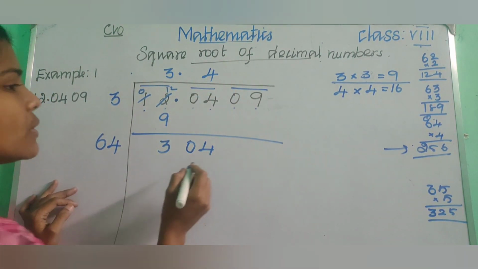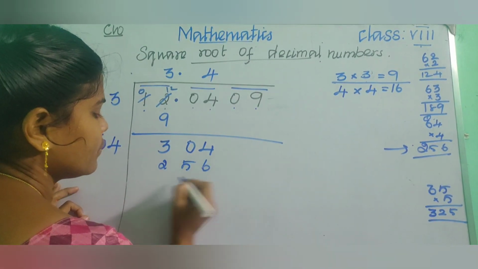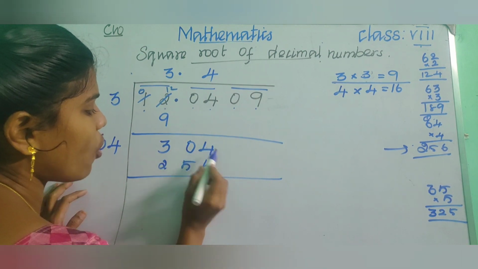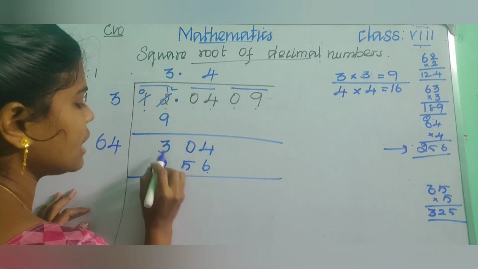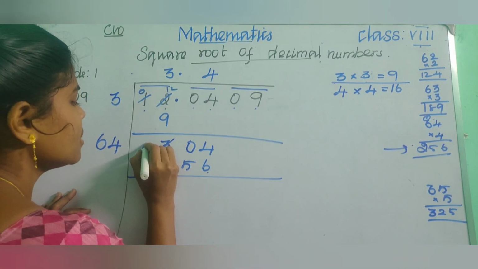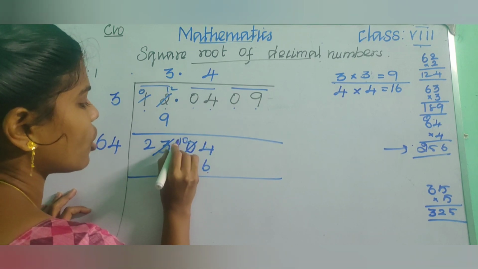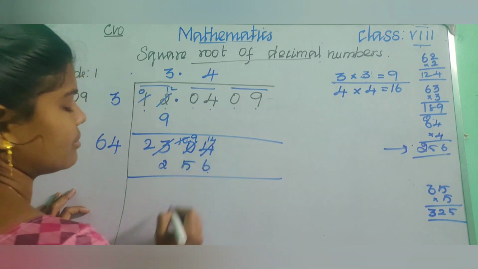Okay, children, so what will you get? 256. Okay, 256. Now subtract. So let us, here we are having 4, here 6, so we need to borrow. Okay, here we are having 0, so we need to borrow from here. So this becomes 2 and this becomes 10. Okay, again we are getting borrow from this number, so this becomes 9 and this becomes 14.